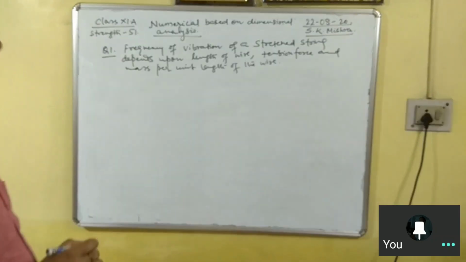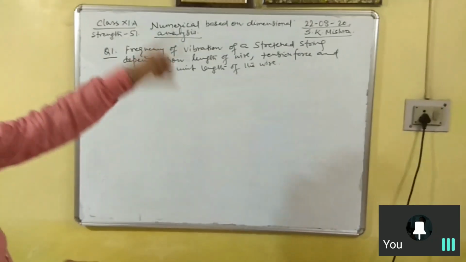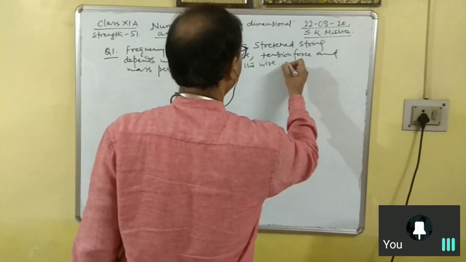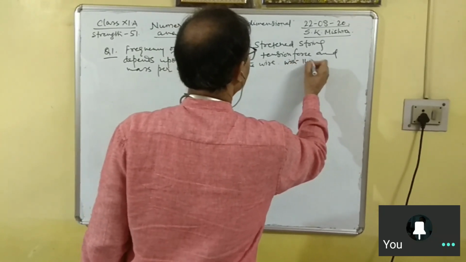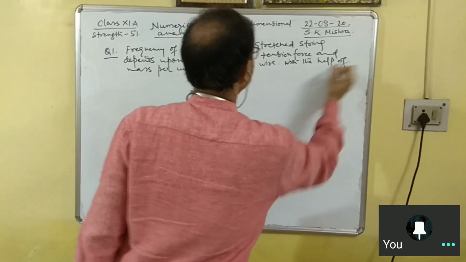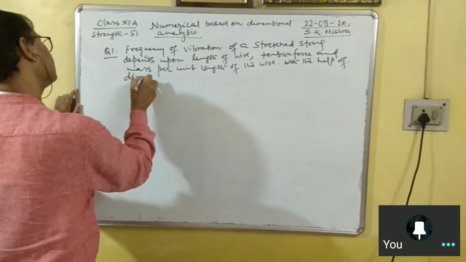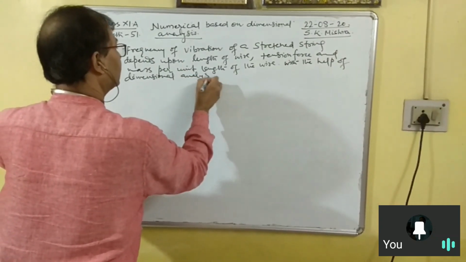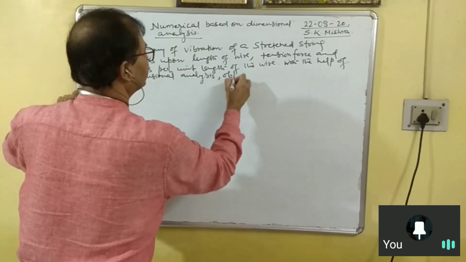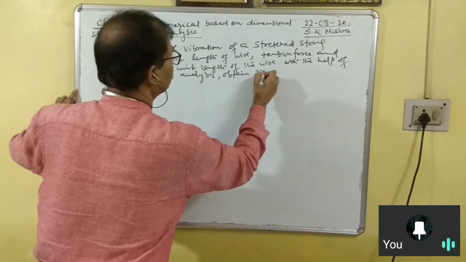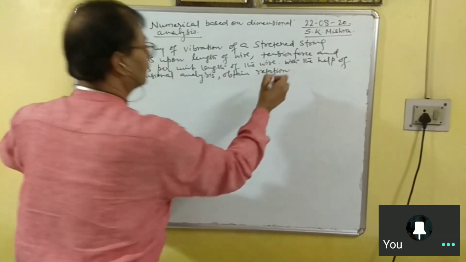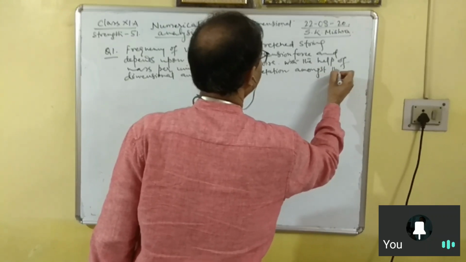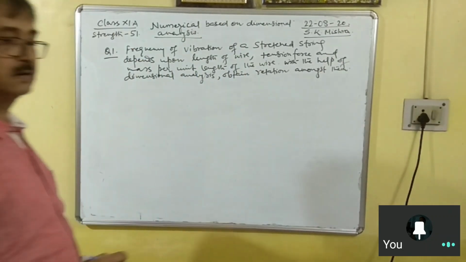Now obtain a relation between these physical quantities with the help of dimensional analysis. So with the help of dimensional analysis, obtain a relation amongst them. So what will be the relation?